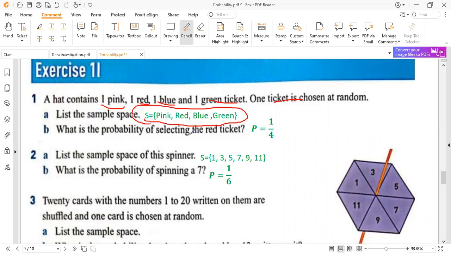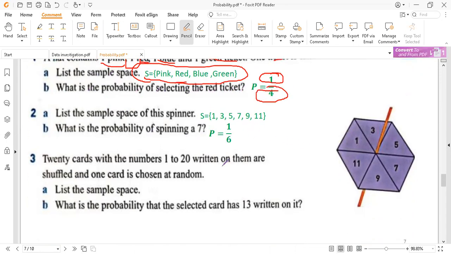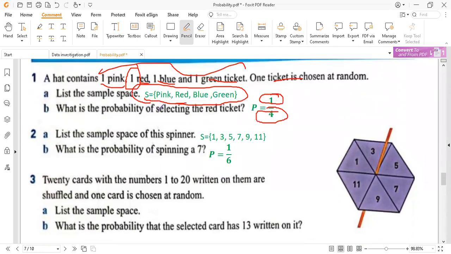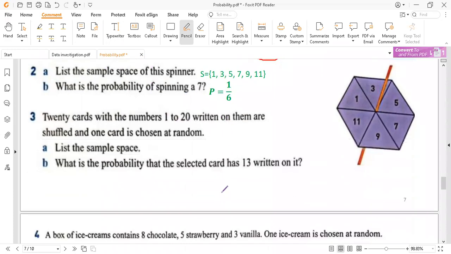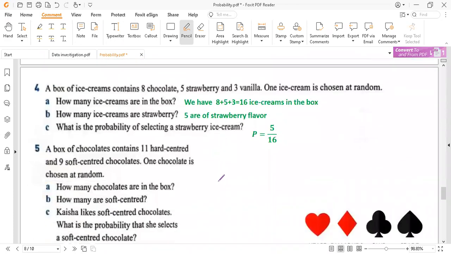What is the probability of selecting the red ticket? We have one red ticket from 4. So the number of favorable outcomes for red is 1, and the number of possible outcomes is equal to 4. With all these exercises you can assess your information about probability; they are very easy.